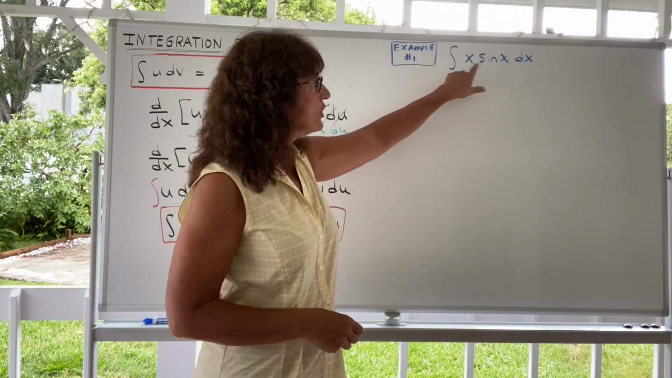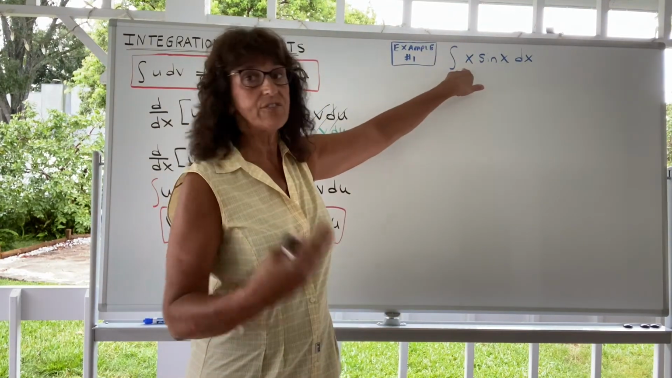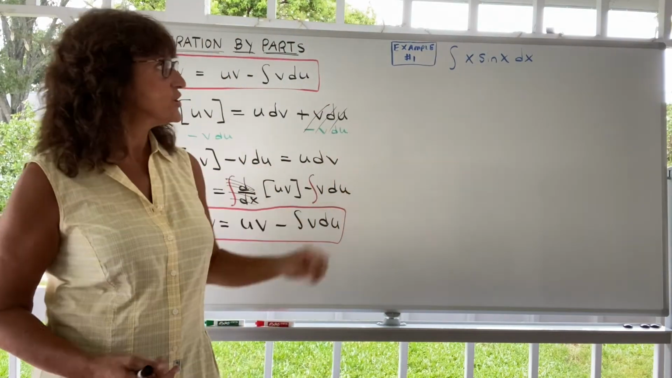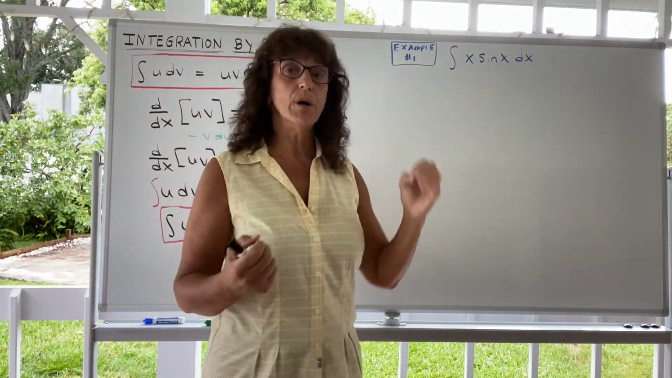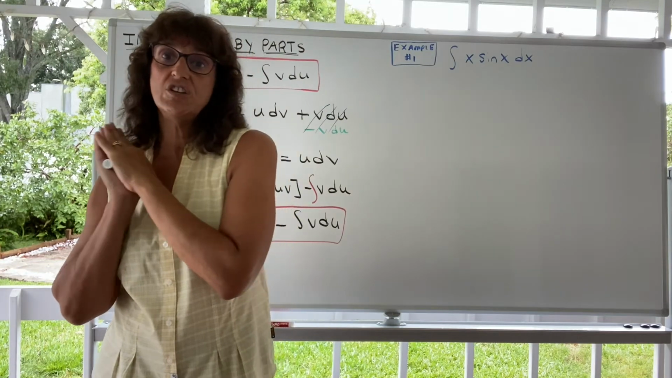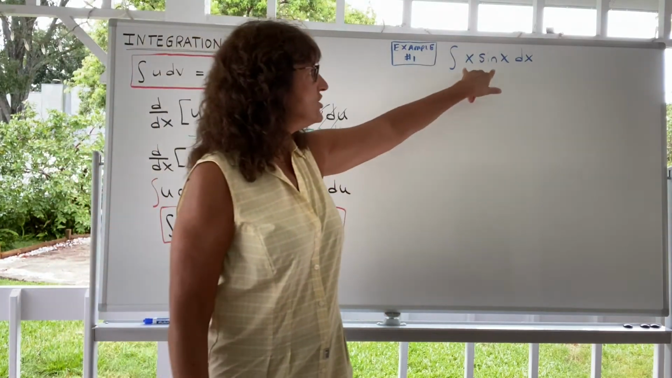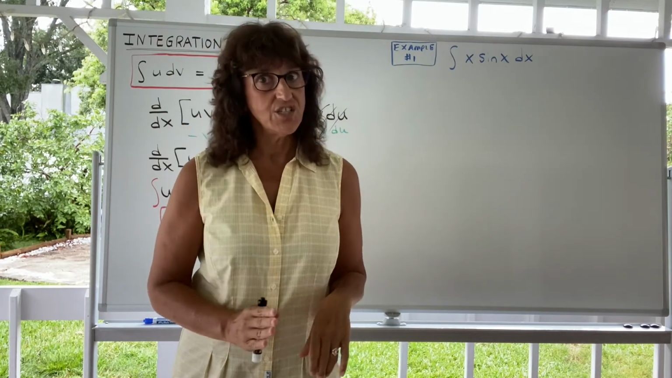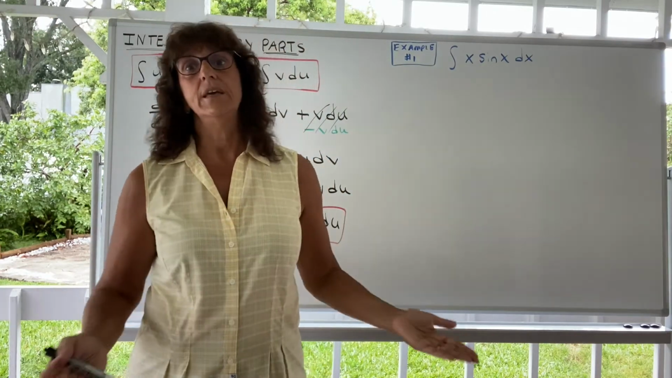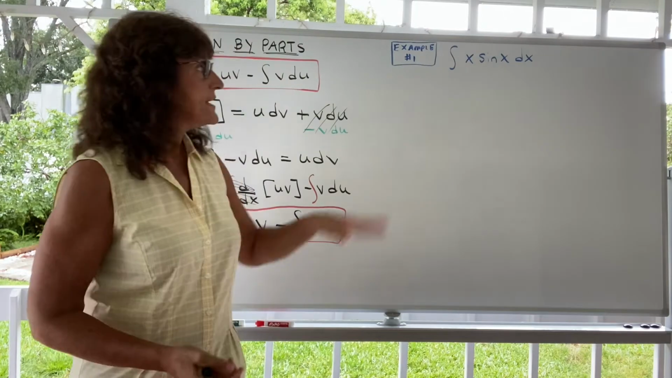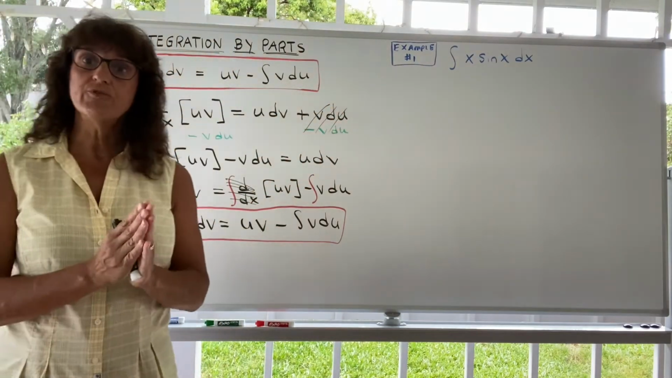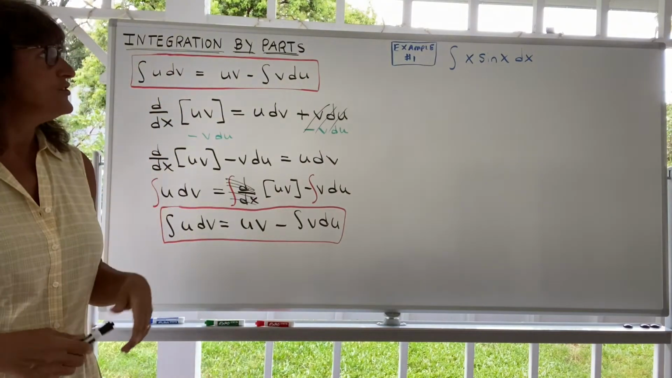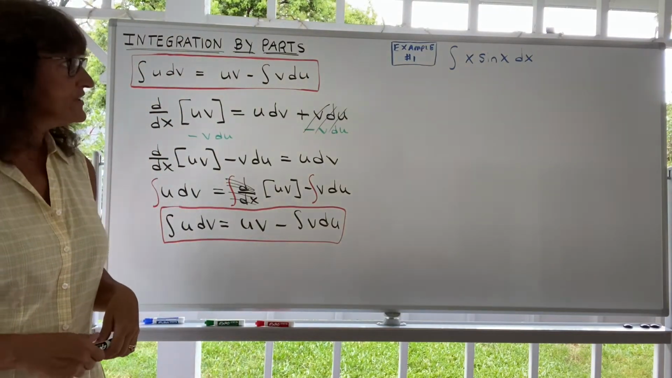If you look at the integrand itself, you have x, an algebraic function, being multiplied by sine x, which is a trig function. Two functions being multiplied. So if u substitution doesn't work and your integrand looks like a product of functions, that is an indication that integration by parts needs to be considered as your technique, because integration by parts comes from the product rule. So that's the technique we're going to consider using here.